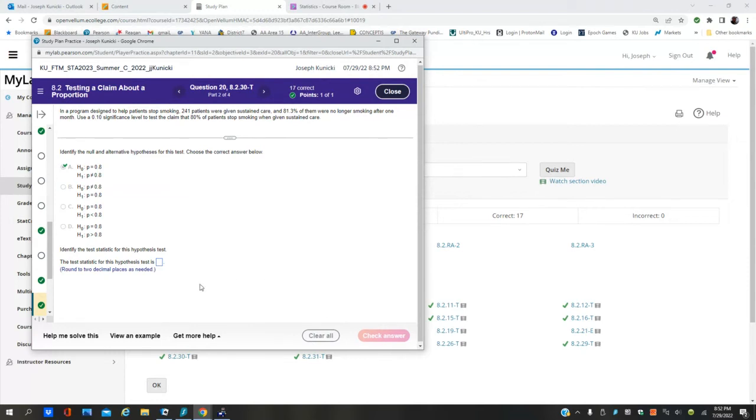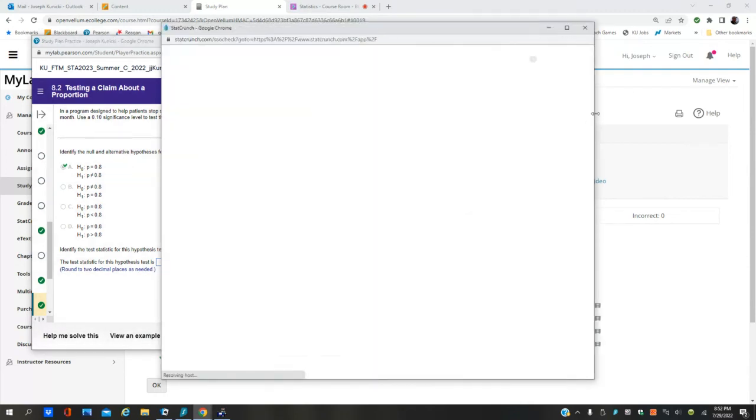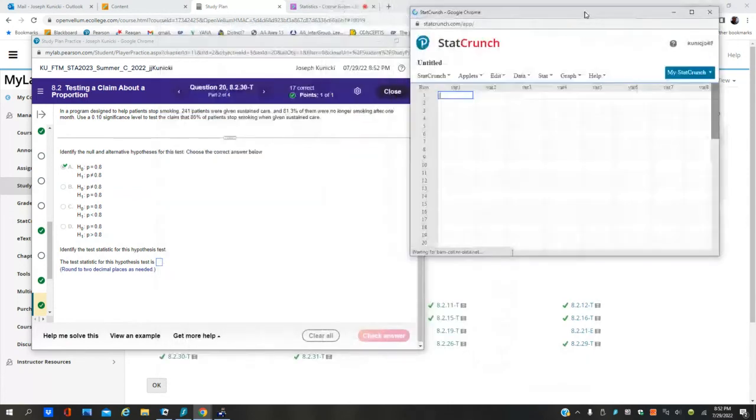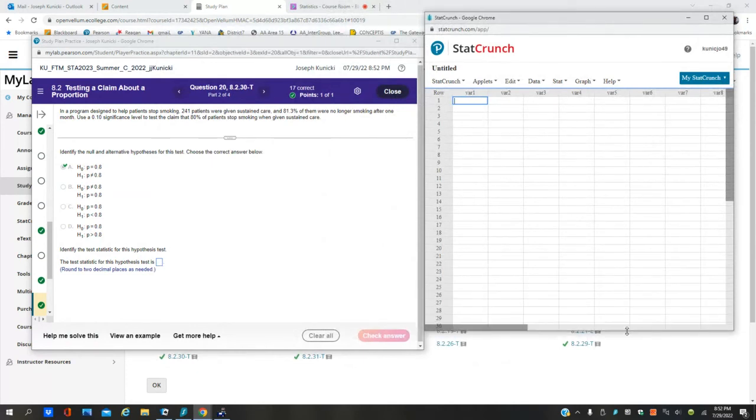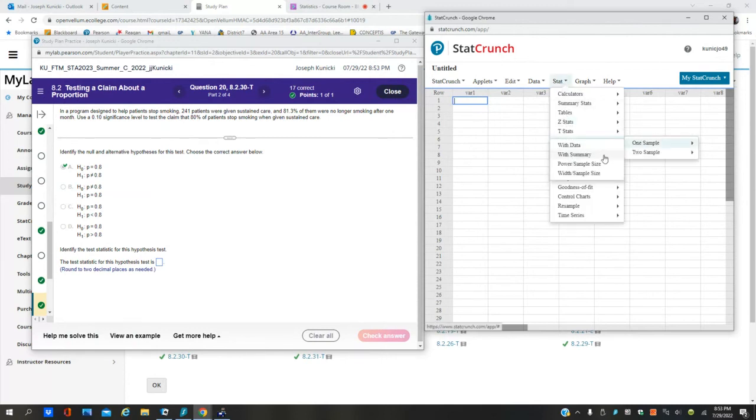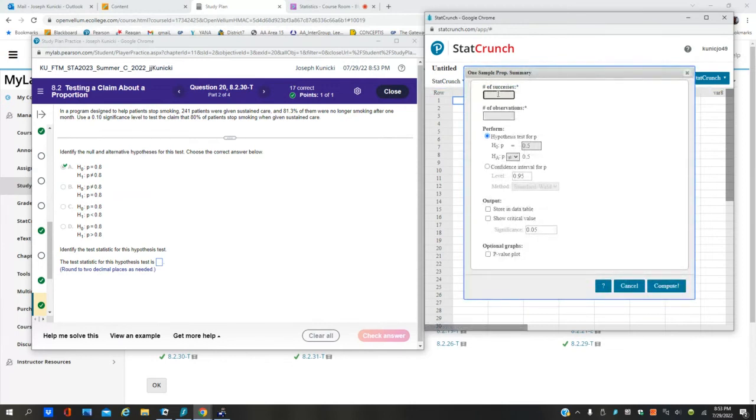So we will open StatCrunch, and we will go to Stat, Proportion Stat, One Sample, With Summary. So the number of successes is 81.3%. So we put that as a decimal, 0.813 times the 241. Whatever that number is, the computer can figure it out. The number of observations is 241.